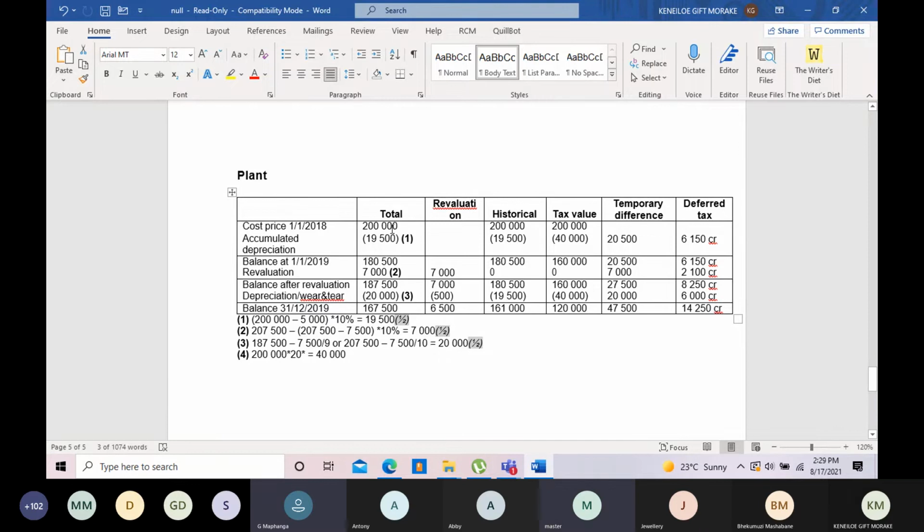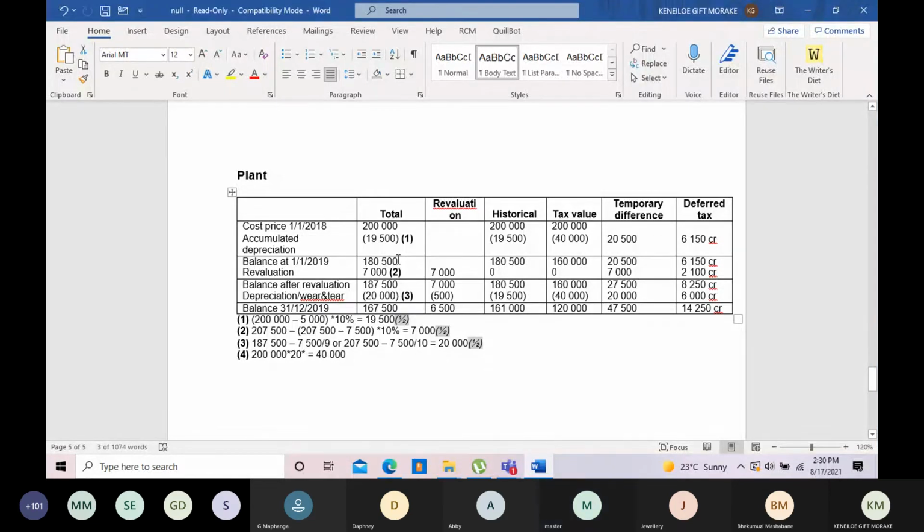Okay, so now I guess people are here. So 200,000 minus 19,500. Where do these amounts come from? I mean the 200,000 and 19,500. They come from the totals here. So you just move this one to here under historical, as they are. You move the 180,500, the balance, to historical.